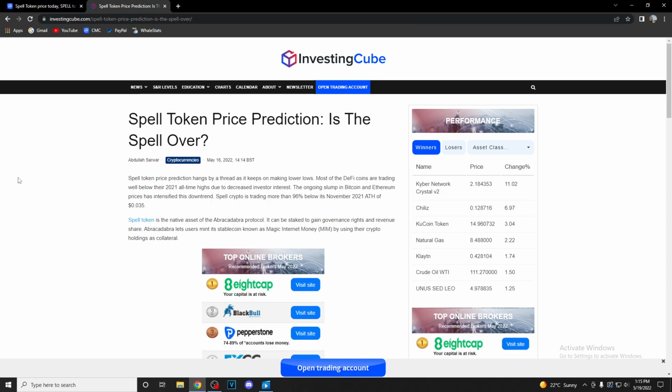Basically guys, Spell token price prediction hangs by a thread, as it keeps on making lower lows. Most of the DeFi coins are trading well below their 2021 all-time high due to the decreasing investor interest. The ongoing slump in Bitcoin and Ethereum prices has intensified this downtrend. Spell crypto is trading more than 96% below its November 2021 all-time high of 0.035.